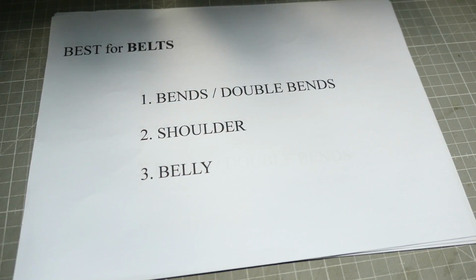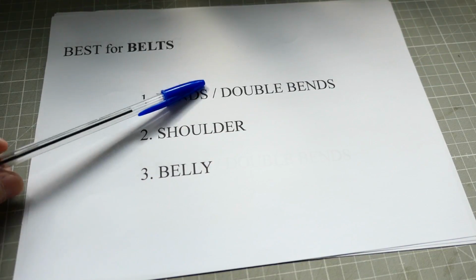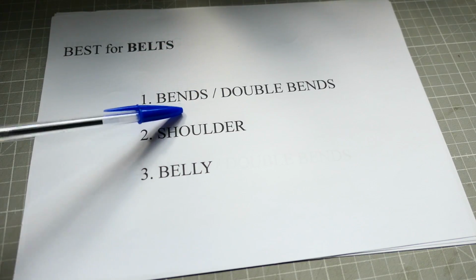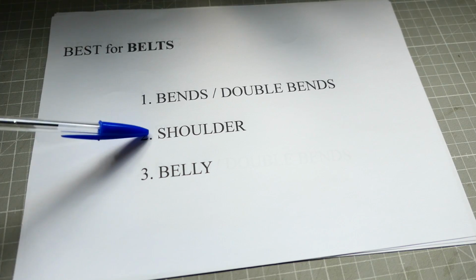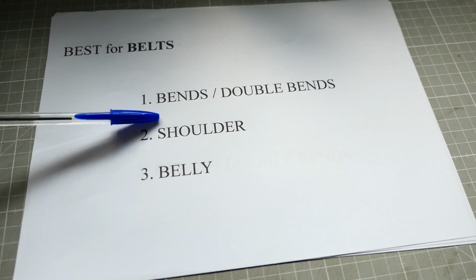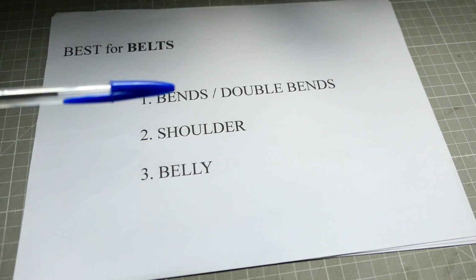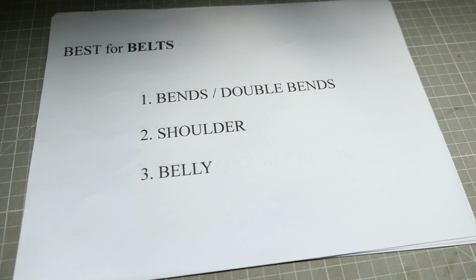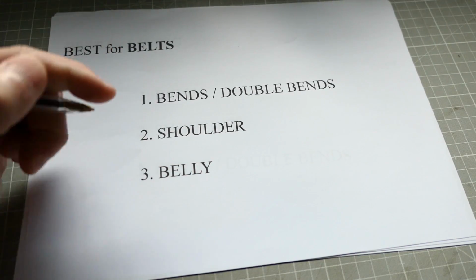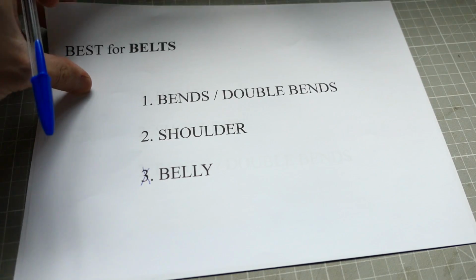So let's talk about belts. Like I showed you, for making belts, bends, or double bends, are the best, or you can use a shoulder. You can glue both sides with the shoulder, which could also be good. For belly, if you want to just sell and run, belly could also be an option, but it's the worst for belts.